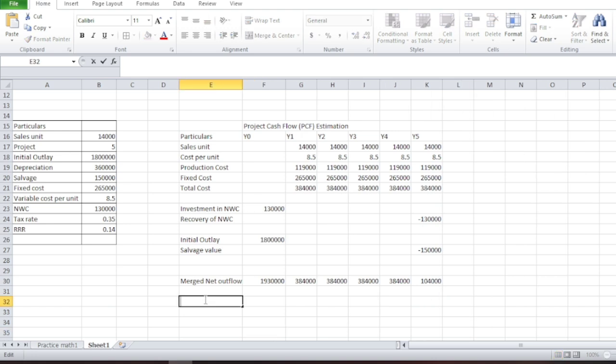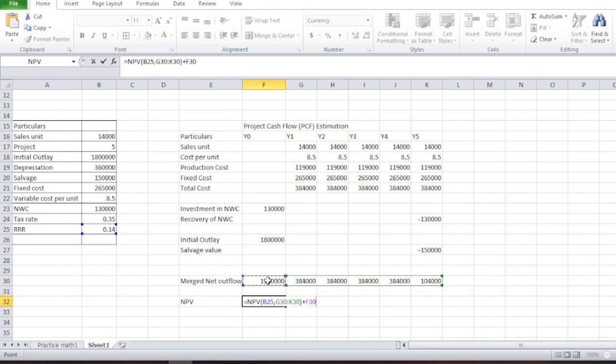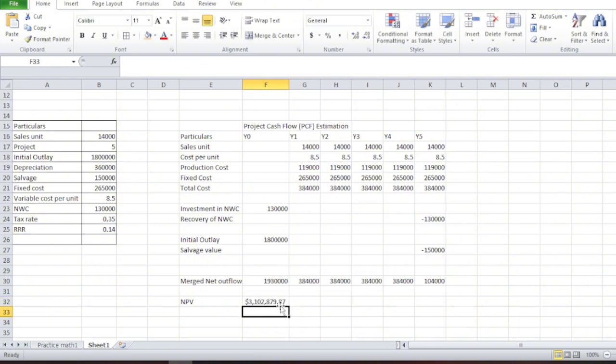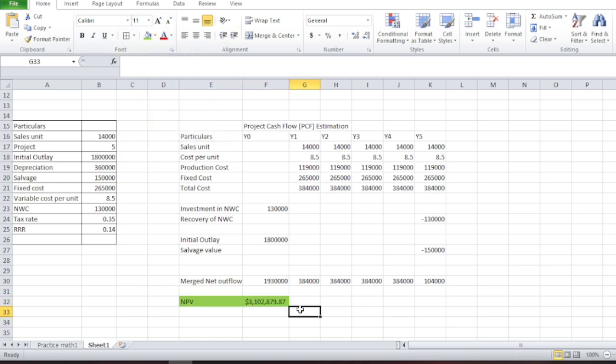Now we will calculate the NPV, and the formula is NPV, required rate of return, year one to year five cash flows, plus the year zero outflows. So this is our NPV. This is the answer.